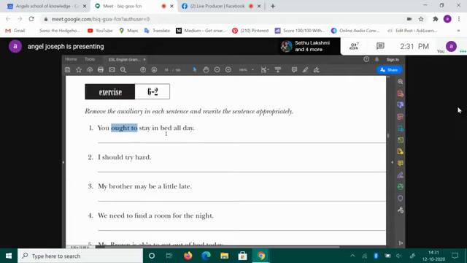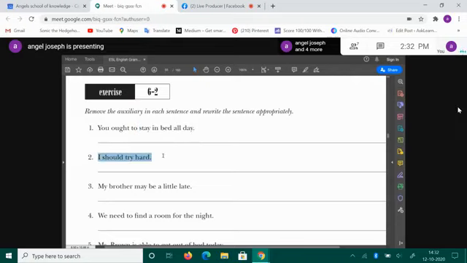That's all. Can you say you must stay in bed all day? No, you cannot use that. Can you use is, are, should? No, all these are helping verbs. So I have to remove any helping or auxiliary verb. That's what the instruction says. Okay, so your sentence will become, you stay in bed all day. Okay, so that's how we need to do this.